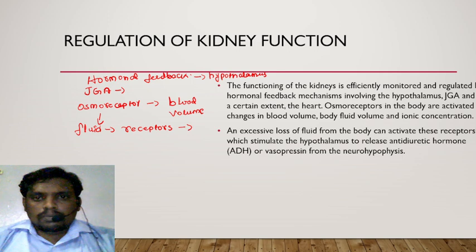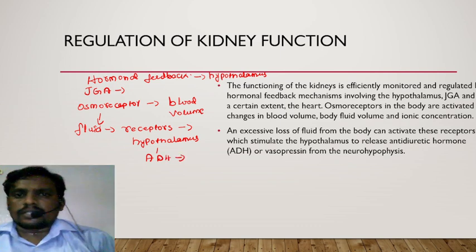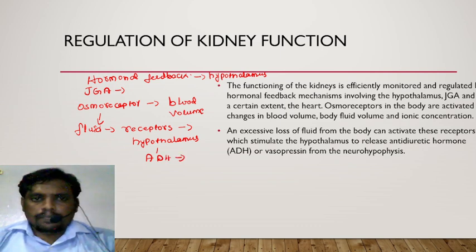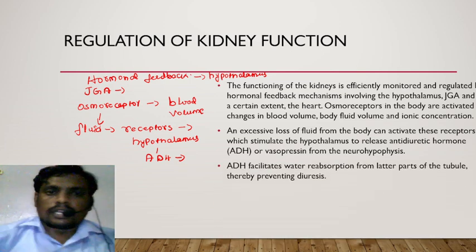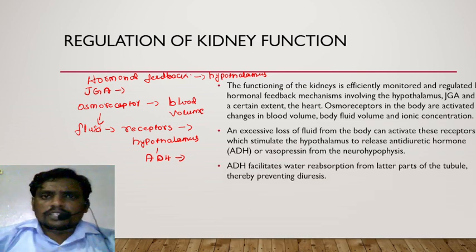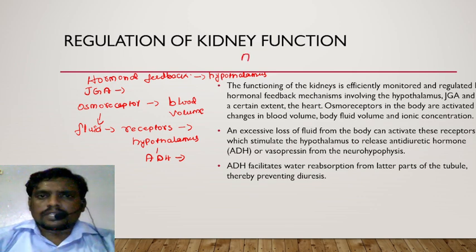which stimulate the hypothalamus to release a hormone called antidiuretic hormone. In other words, it is called vasopressin, which is released from the neurohypophysis of the pituitary gland. What are the functions of ADH or vasopressin?